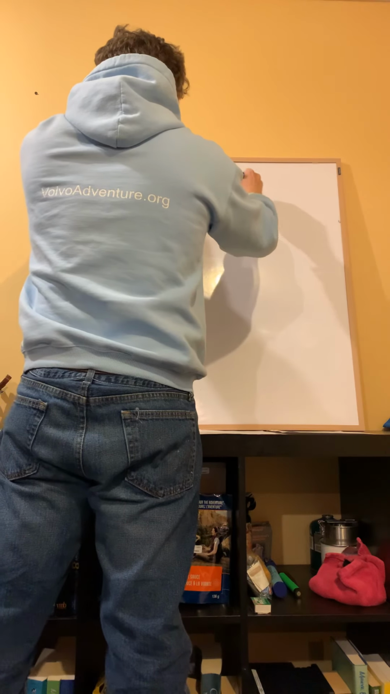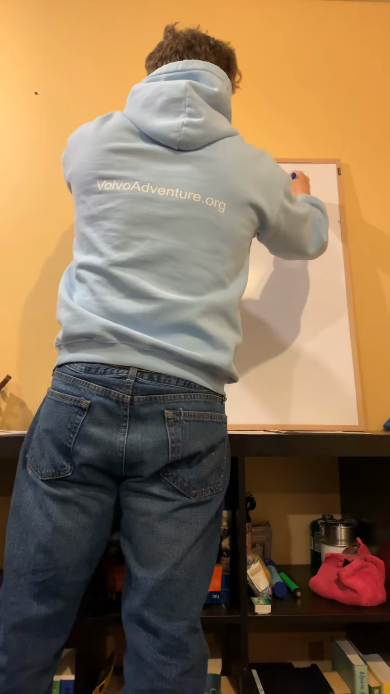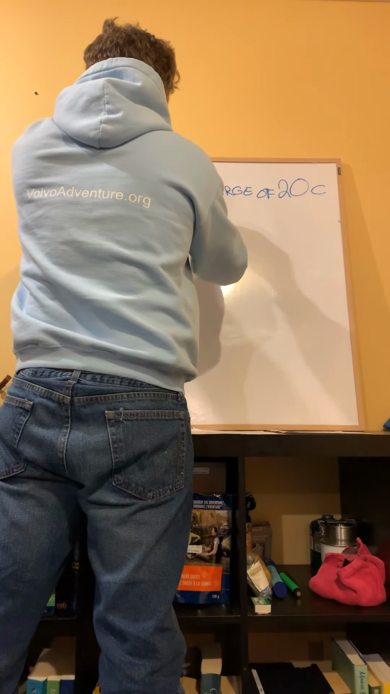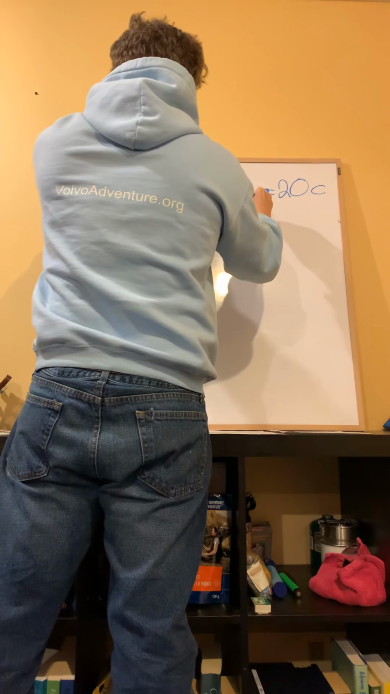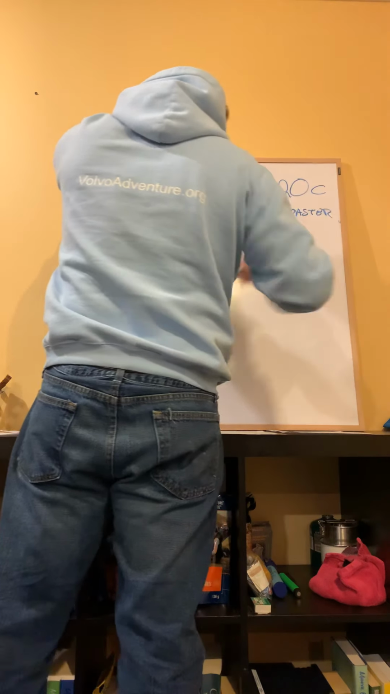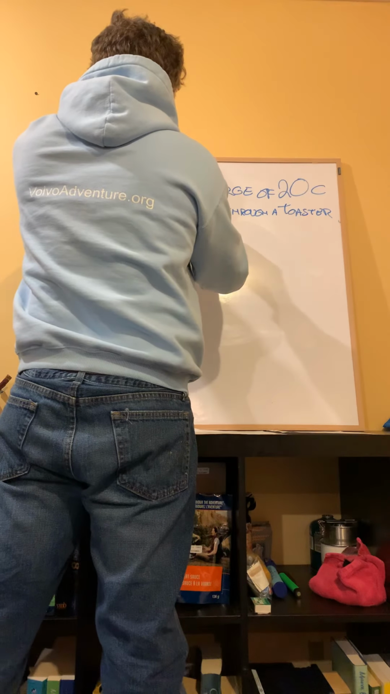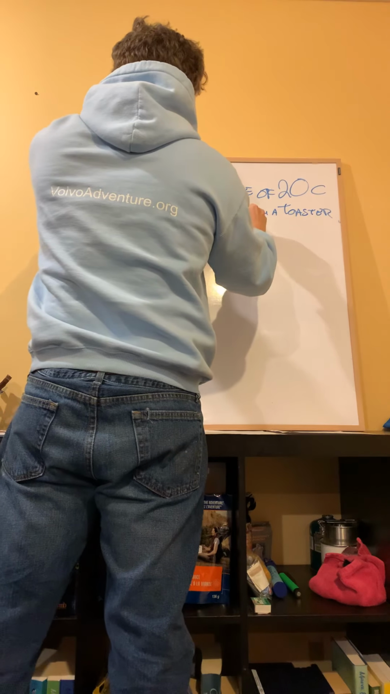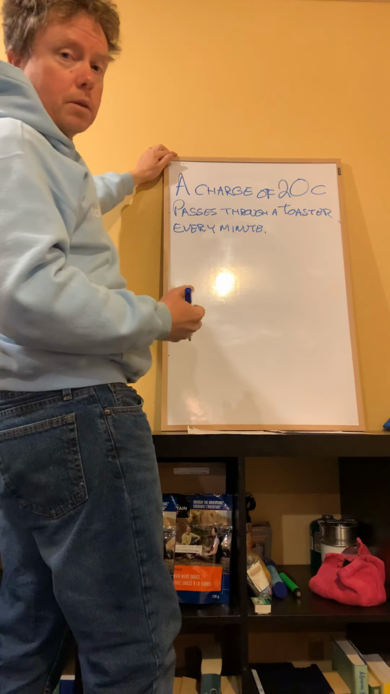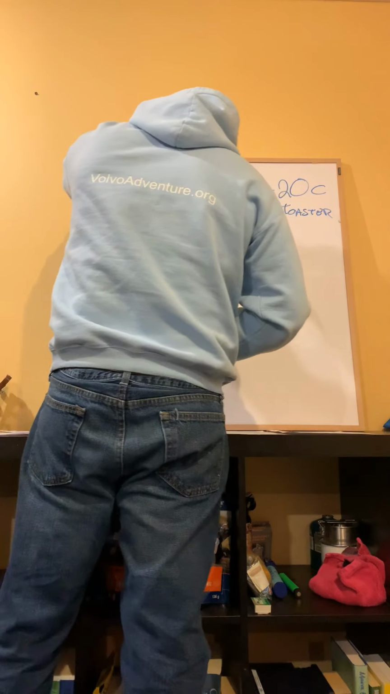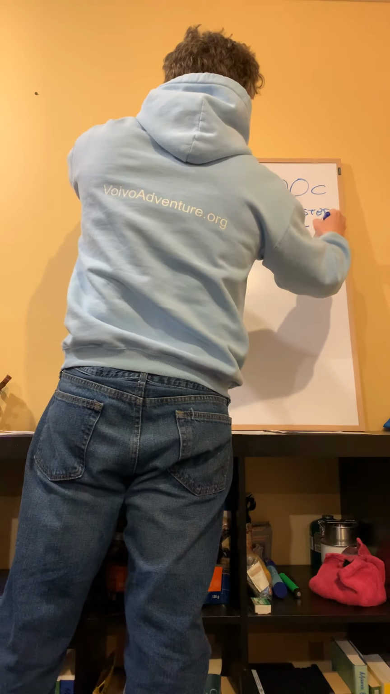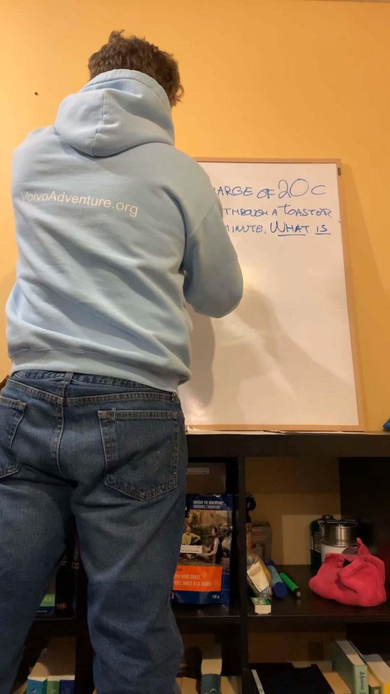A charge of 20 coulombs passes through a toaster every minute. Hopefully right now you're thinking, oh, a minute, 60 seconds, because we know time is always in seconds for this electricity math. And the question is, what is the current?